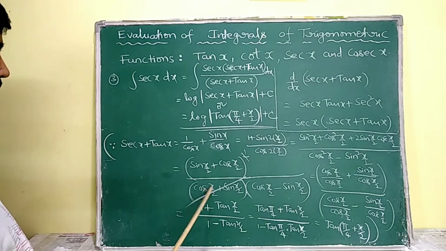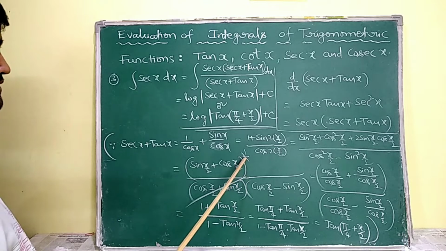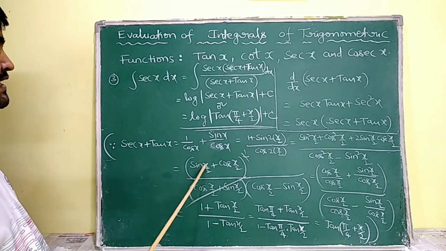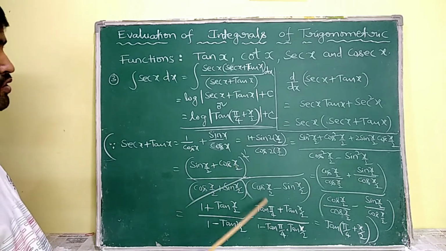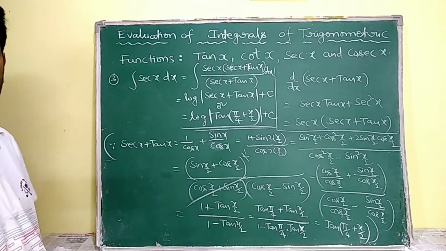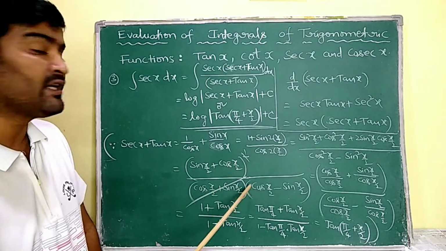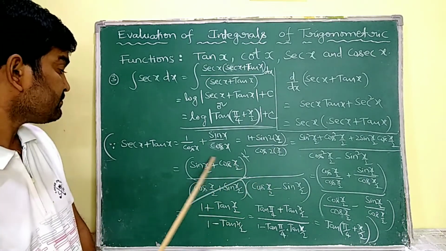Here cos x by 2 plus sin x by 2 is going to be cancelled with one of the powers. Then the left out values are sin x by 2 plus cos x by 2 whole by cos x by 2 minus sin x by 2. Now here I am going to divide the numerator and denominator with cos x by 2.